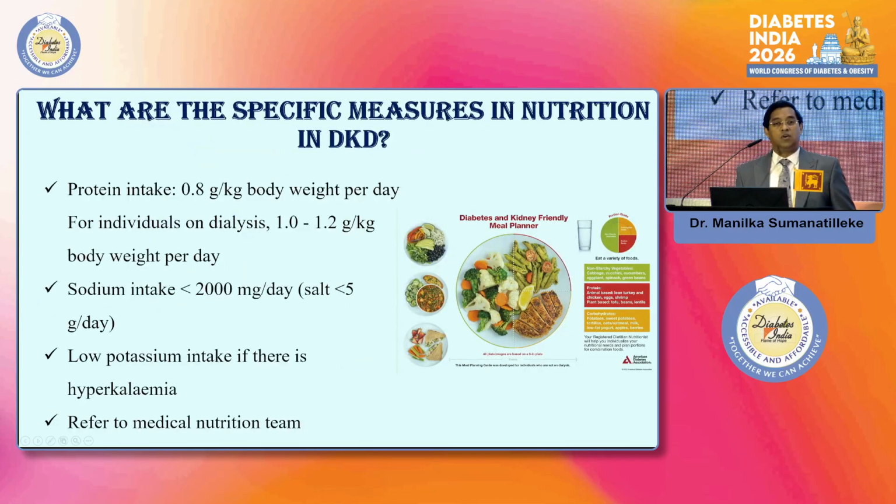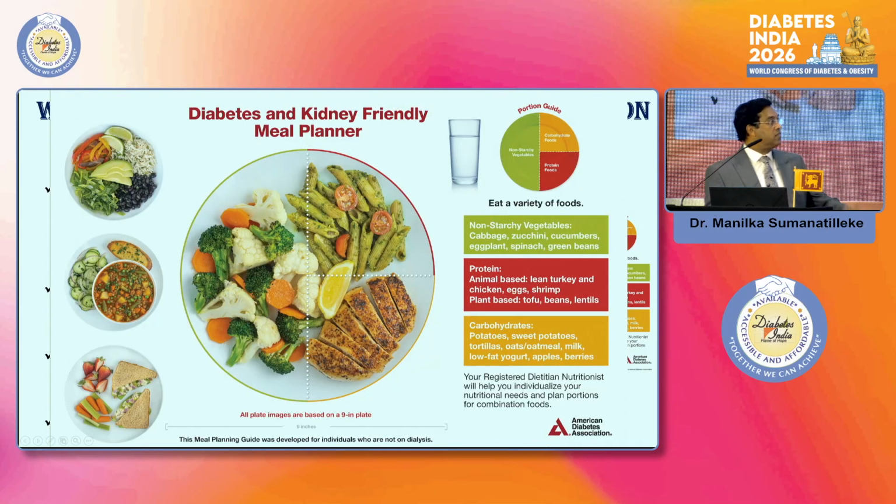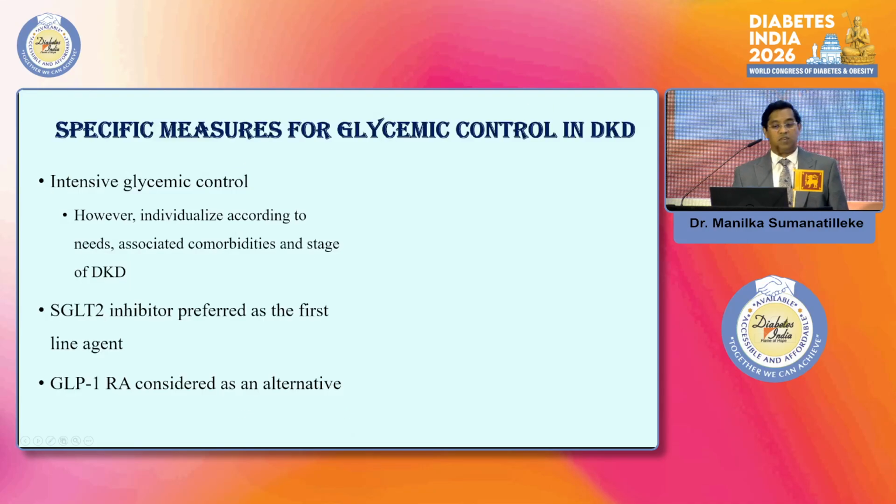And of course, a good diet, the dietary advice, the proteins I mentioned, less than 5 grams a day of salt, and the potassium and the high fiber diet should not be restricted unless there is advanced kidney disease. If potassium is high, then you could avoid the foods that are rich in potassium, and of course get nutrition help. The ADA side, but we need to match it with our local regional food items that our patients eat.